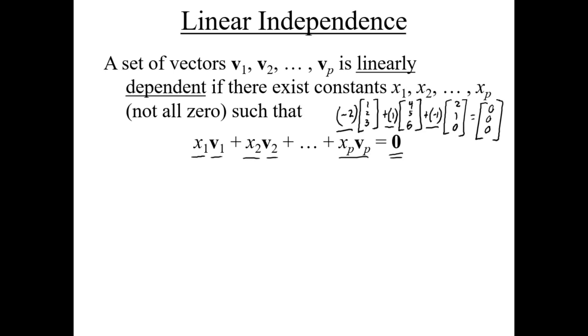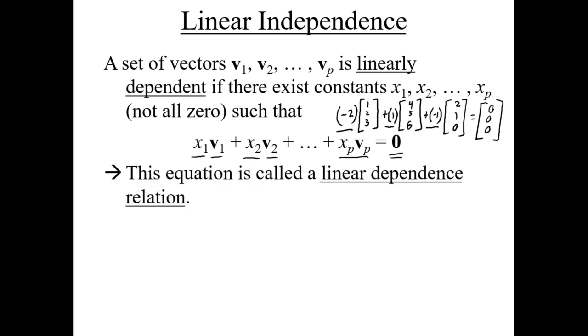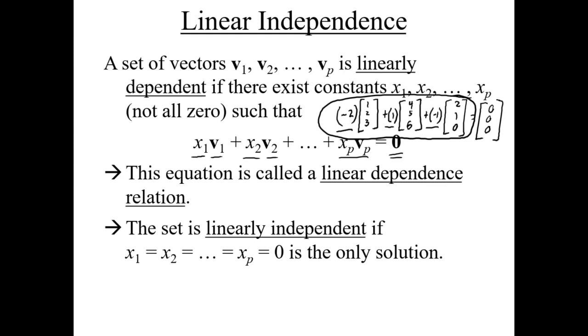But that's what we mean by linearly dependent. It means there's some relationship that results in the zero vector. And this equation is called the linear dependence relation. So if I say these three vectors are linearly dependent, find me a dependence relation, this is what I'm looking for. It basically means show me the equation along with the coefficients that result in the zero vector. And if there is no such relation, if there's no way for me to find coefficients other than all zeros, then we say that the set of vectors is linearly independent.